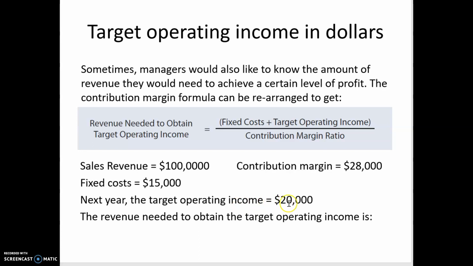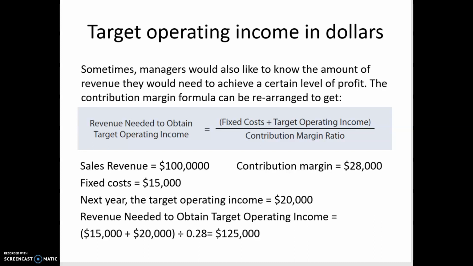Next year, the target operating income is 20,000. So the revenue that we need to earn in order to reach that target operating income, we're going to take the fixed costs of 15 plus the target operating income of 20, so 35,000, and we divide that by the 0.28 contribution margin ratio. So we need to earn sales revenue of 125,000.